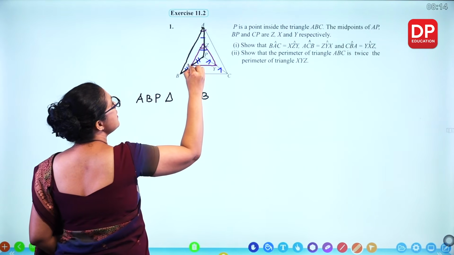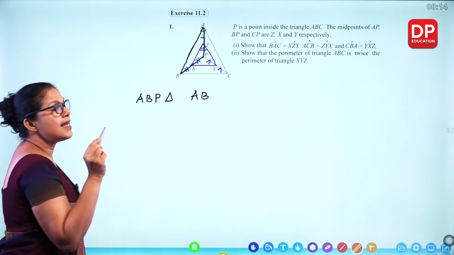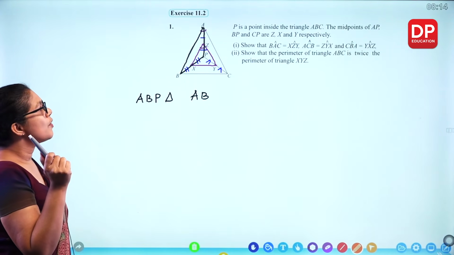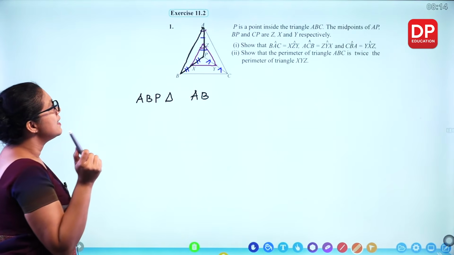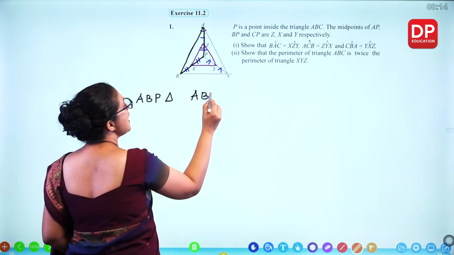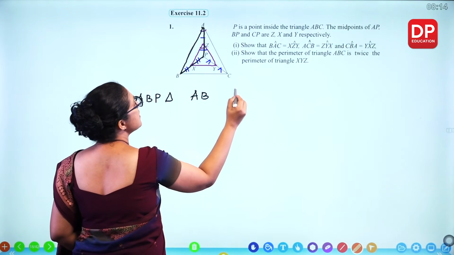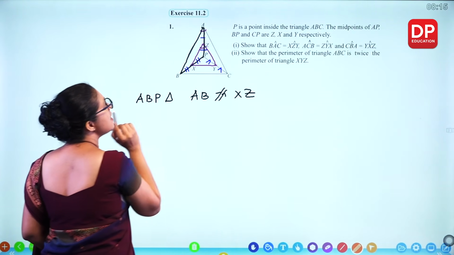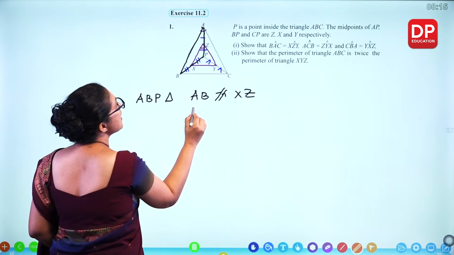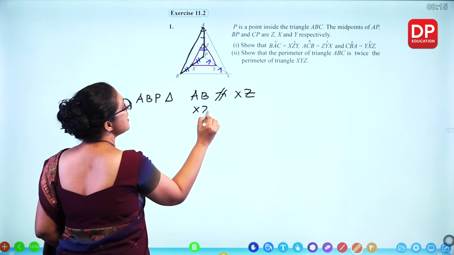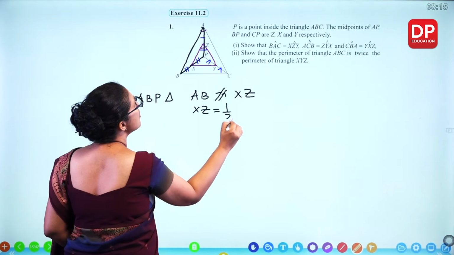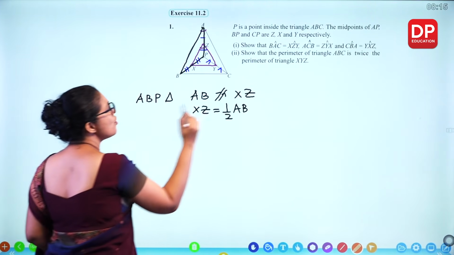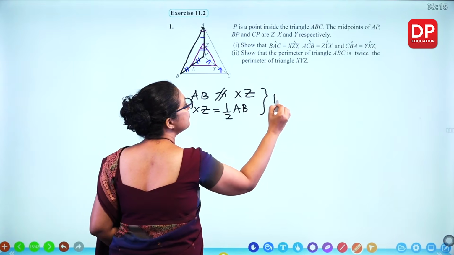This is the midpoint, this is also a midpoint. So XZ is the line joining the midpoints. So what can you say about the two lines AB and XZ? Both are parallel, as well as XZ is half of AB, according to the midpoint theorem.